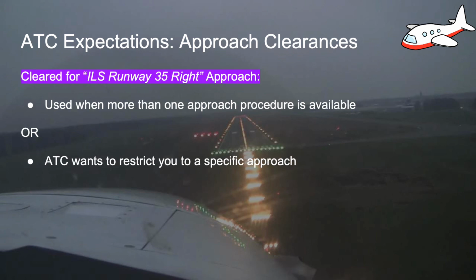Cleared for the ILS 35 right. So this is typical when there's more than one approach procedure available for the airport and ATC wants you to do a very specific approach. This is the usual clearance that you're going to get.